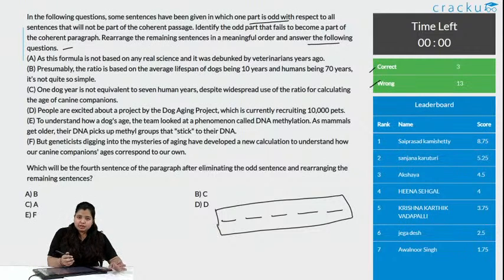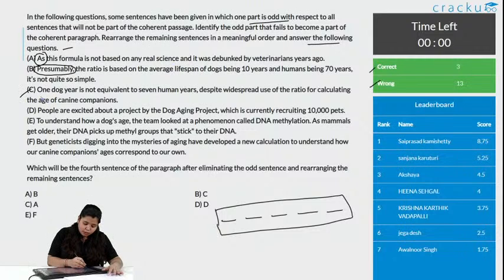What we need to do first is find a subject, what it is talking about. So, here we have "as the formula is not based on any real science", and this "as" is a connector. So there must be a sentence before it, not this, the other one, presumably. "Presumably the ratio is based on". So, the ratio is based on, but we do not know which ratio. So, this is not a subject. We need to find the subject as the first sentence.